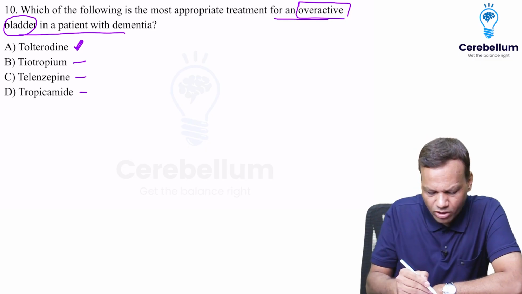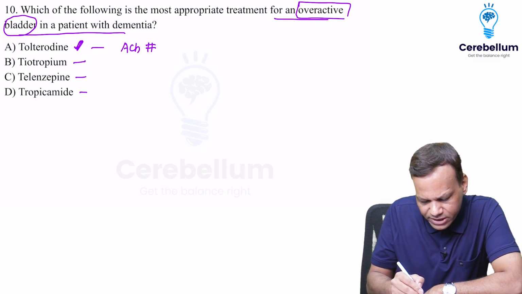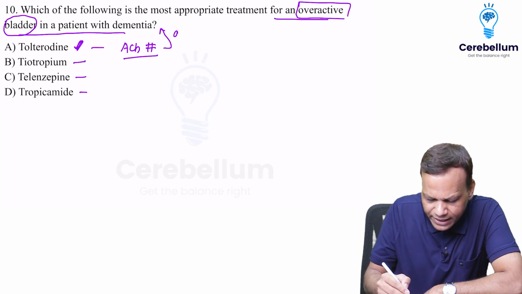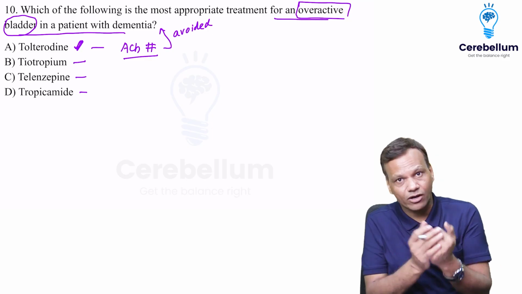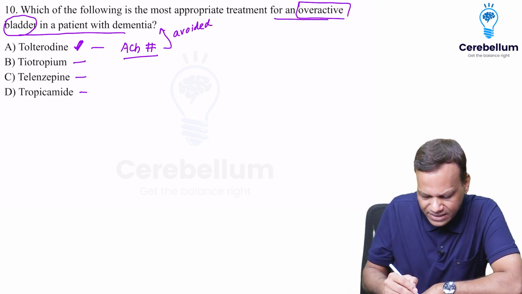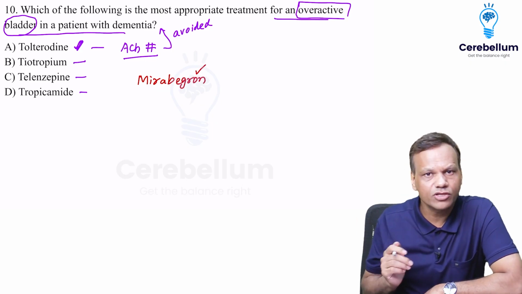But important to remember, tolterodine is anticholinergic, and anticholinergic drugs are usually avoided in Alzheimer's disease. Had there been some better option, so I was searching that, had there been mirabegron in the option, that would have been the best answer. But mirabegron was not in the option.